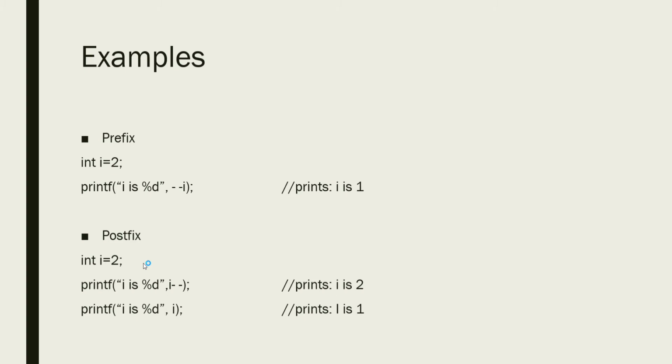But postfix is different. So int i equals 2, and now we print out "i is %d", i minus minus on the right side. So it's going to print out i is 2, but after this, i is going to be 1. So when it's on the right side, it's going to print out i, and then after this is done, it's going to subtract it. But unlike the prefix one, it's not going to print out i first. It's going to first do the operation of minusing 1, and then do the printing.